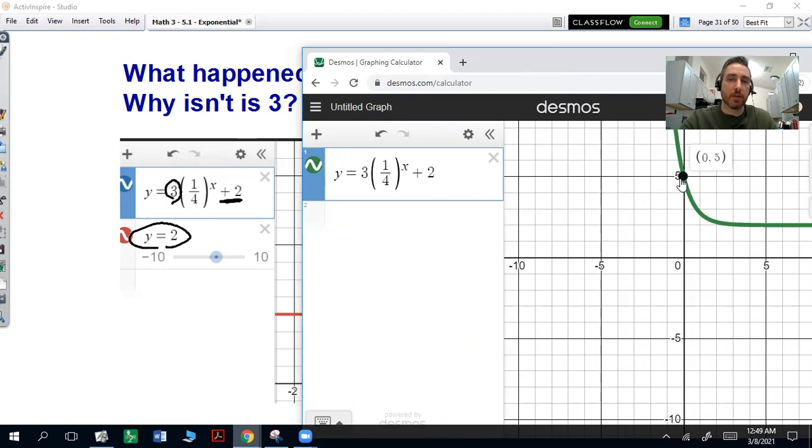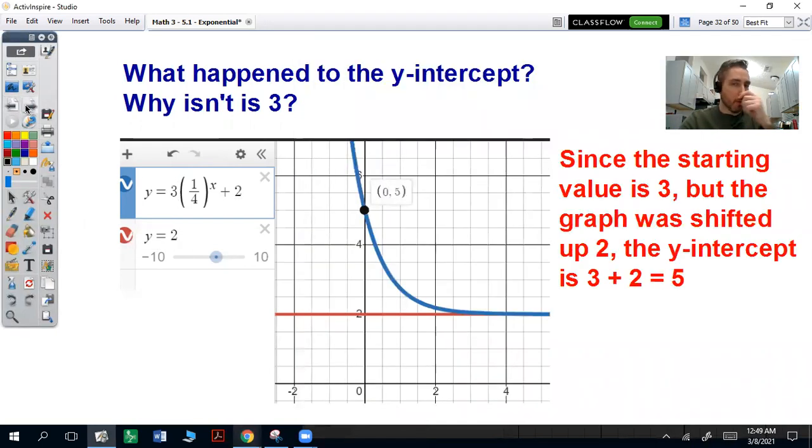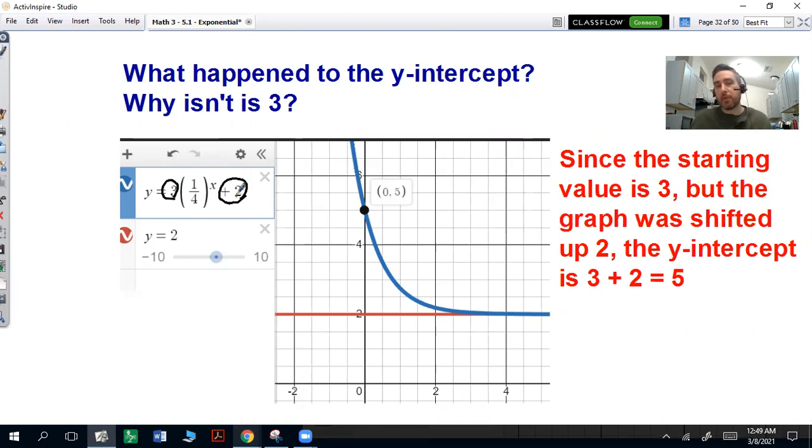So your y-intercept is always going to be the leading number plus the asymptote, or minus the asymptote if it's negative. So that's how that works. You're going to take your first number and your last number and add them together, 3 plus 2.